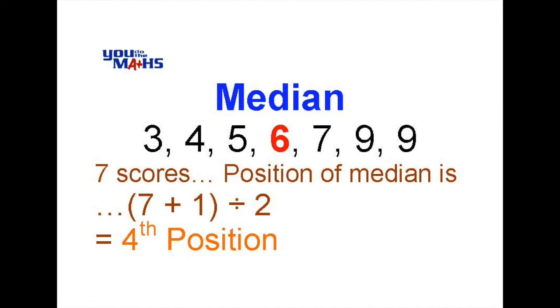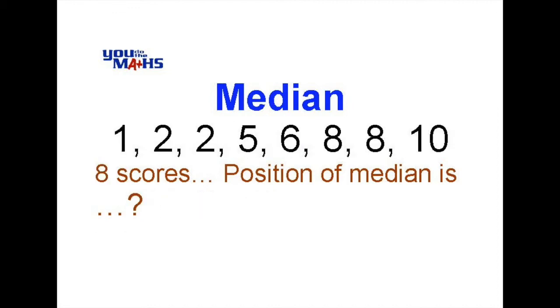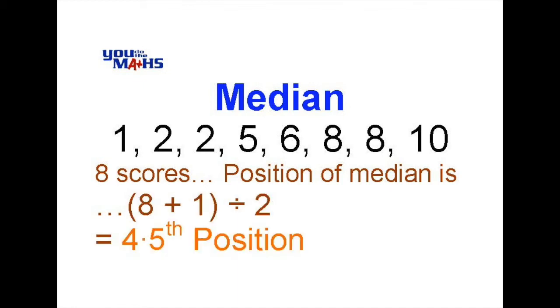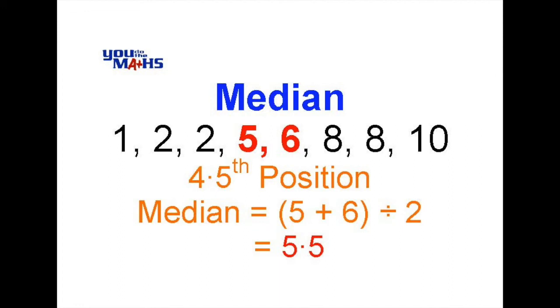Now when there's an even number of scores, in this case 8, exactly the same rule applies. We add 1 to 8, we divide the total by 2, and that tells us that the median is in the 4.5 position, or in other words, between the 4th and the 5th position. We can see that here it's between 5 and 6 because they're in those positions. So we add the 5 and 6 together and divide by 2, and that comes to 5.5. So by adding 1 to the total number of scores and then dividing the new amount by 2, that tells us the position of the median.